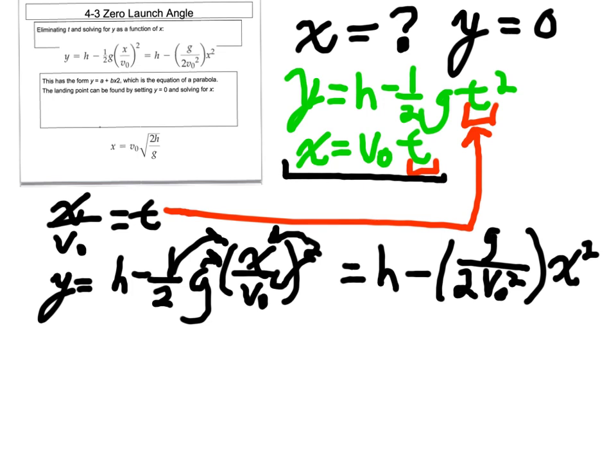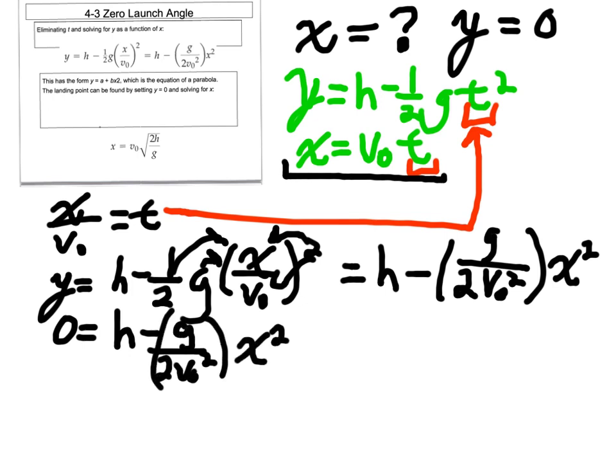We know that when the projectile hits the ground, y is 0, so we can rewrite this equation as 0 equals h minus g over 2 v naught squared times x squared. Now we can start to solve for x. So the first thing I'm going to do is move h over, so I'll get negative h equals negative g over 2 v naught squared, all times x squared.